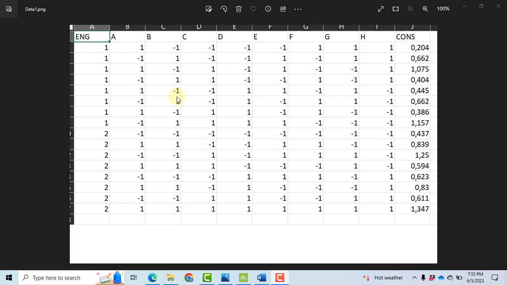Bismillahirrahmanirrahim. In today's video, I will solve a 2^k fractional factorial design in which we have 8 factors that are represented by A to H. We have a blocking factor, engine, that is represented by 1 and 2. Half of the observations or treatments have been carried out on engine 1 and half of them on engine 2. We have only one response variable that has been represented by CO and S.